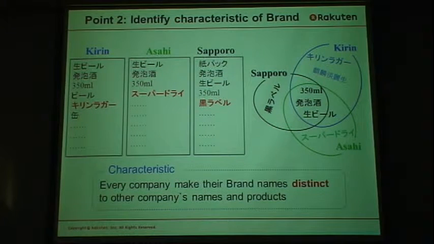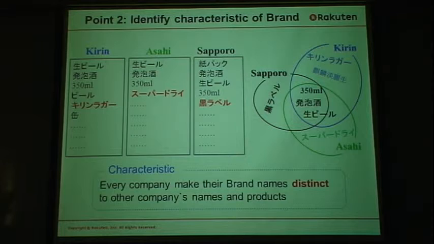So the next concern is that we want to identify the characteristic of brand. The idea was, we know that every company wants to make their brand name distinct from other company names and product names. It means that if we put the word candidates of each company into one circle and overlap them together, we can say that the brand names like Kurola Bedo of Sapporo, Kirin Lagarde, Kirin, Superdrive Asahi will appear in a very private location.